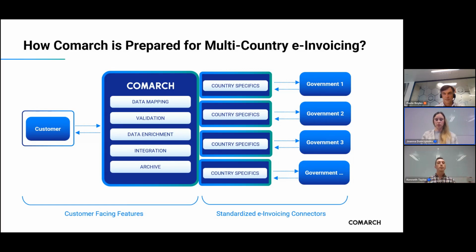So Comarch can enable you to do that, whether it's how long you want to keep the invoice or you just want to keep it for as long as the government requires you. Comarch is able to do that on our own protected servers.